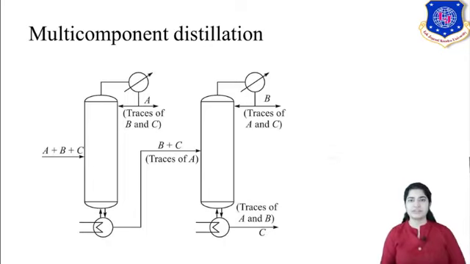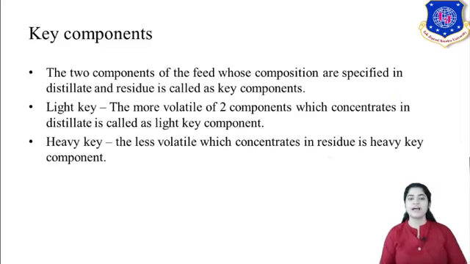In the first tower you separate out A as the more volatile component. The rest is then sent to tower 2 where further separation occurs. This way multi-component distillation is carried out. Now the important factors are, first of all, you have to study the key components. So what are the key components? Any 2 components of the feed whose compositions are present in both distillate and residue. Those components are called key components.